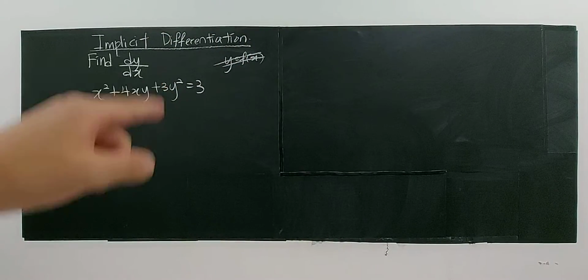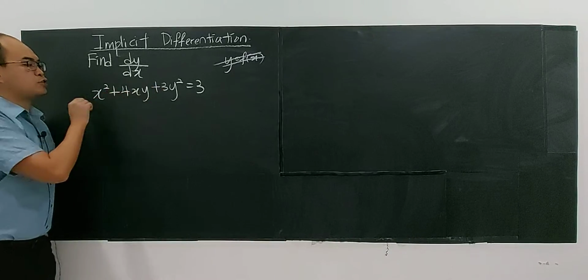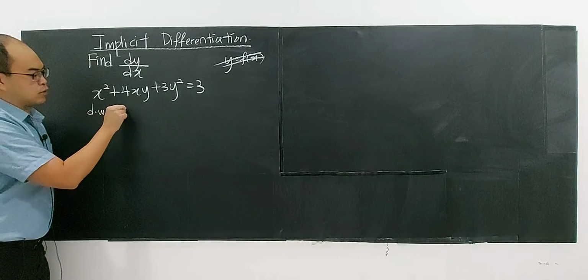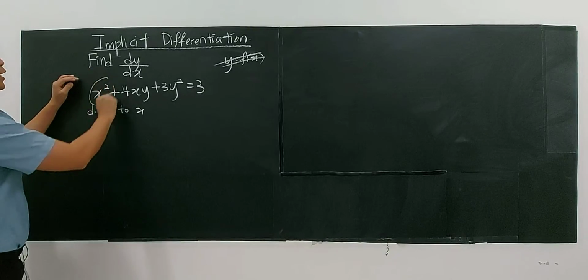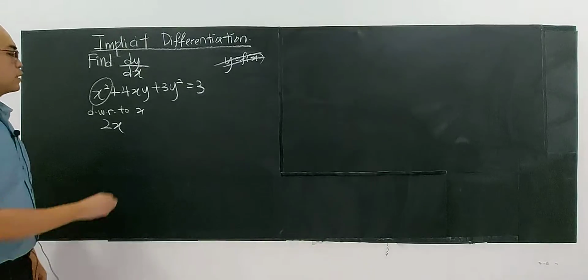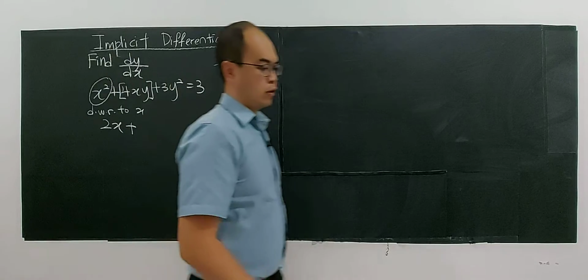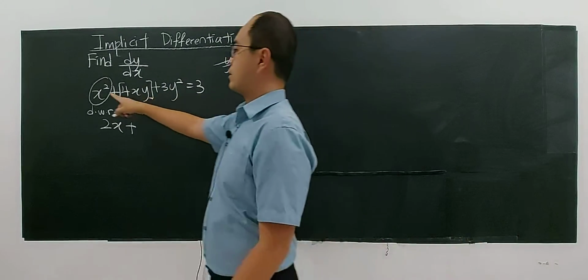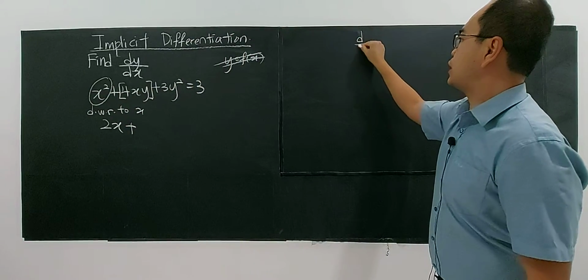Okay, let's see what I'm doing now. I will go term by term. I will differentiate everything with respect to x. Of course, differentiating x squared, you will have 2x. That's normal. But for this part here, 4xy, we differentiate everything with d/dx, so we are actually differentiating each of the terms.